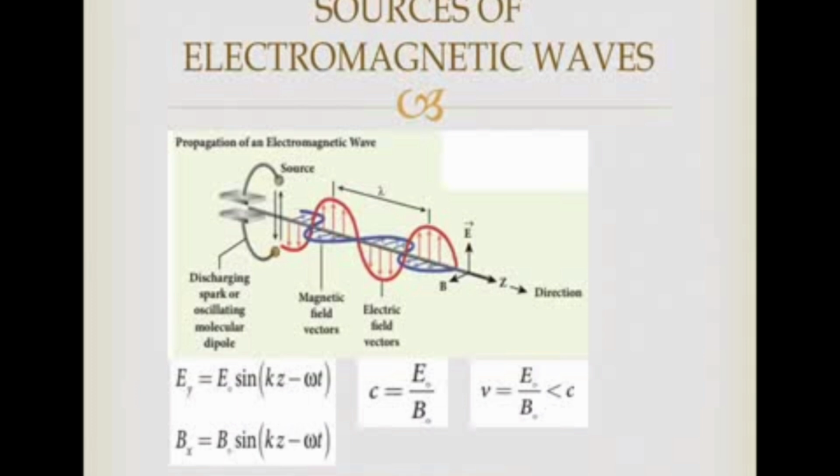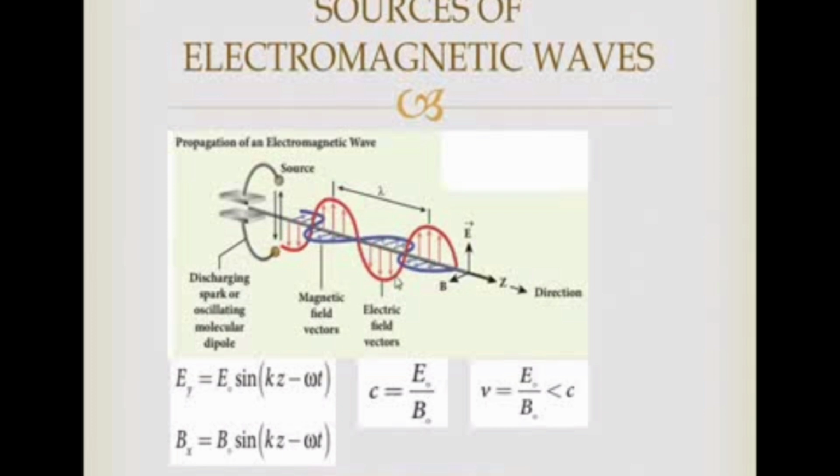Source of electromagnetic waves. What is the source used to produce electromagnetic waves? Accelerated charges produce the electromagnetic waves. Here a discharging spark is produced by the oscillating dipole. So here the charges are accelerated, and the accelerated charges are producing the electromagnetic waves. See, you know that already.